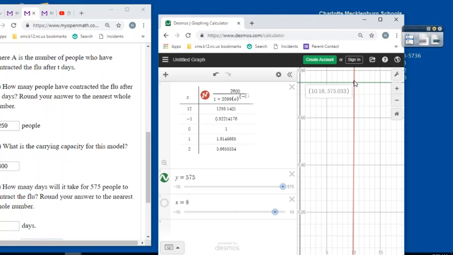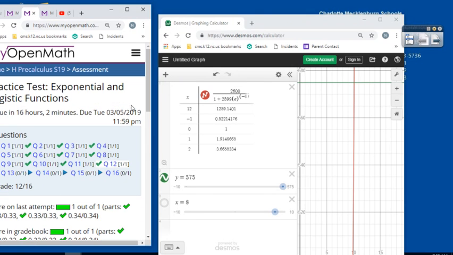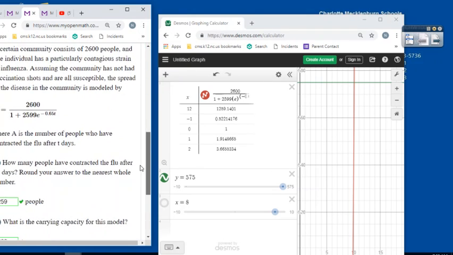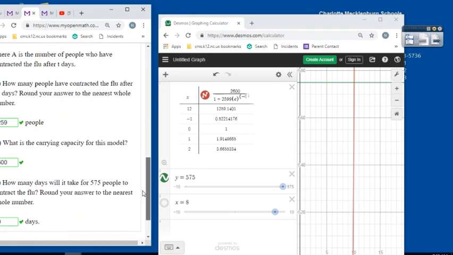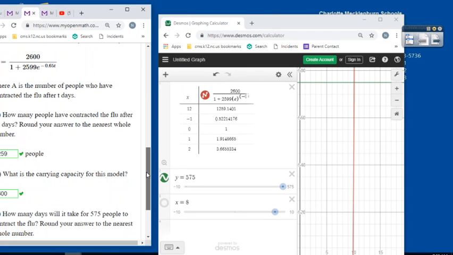Alright, so that's 10.16. That should just be 10 days. This has been picky, but if you try it again, hopefully the Desmos intersection will work out.